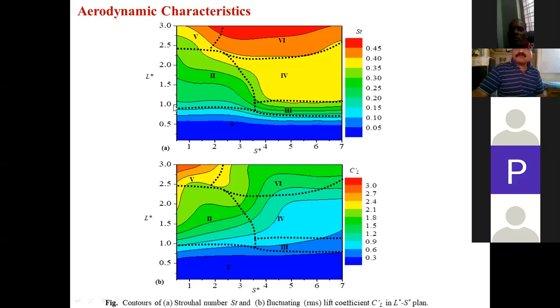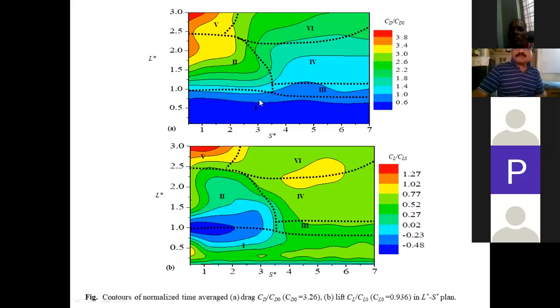And similarly, in this slide is figure A. This is for the time average drag coefficient, normalized by the single cylinder's value. Here you can see, L star is the gap height, the spacing between the upstream cylinder and the wall. When the cylinder is near the wall, you can say this is when L is equal to 0, when it is attached to the wall.